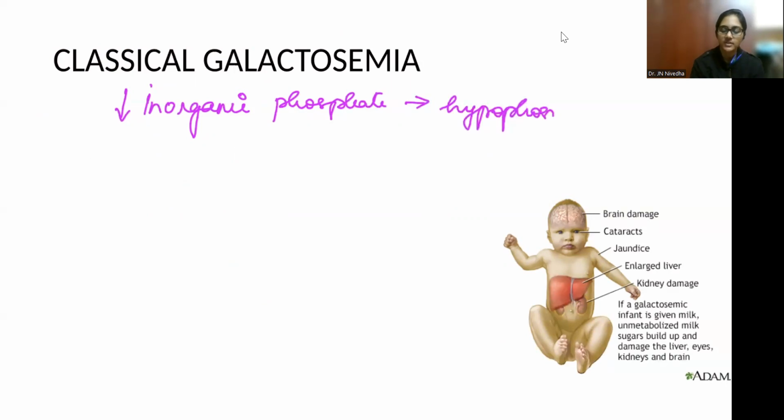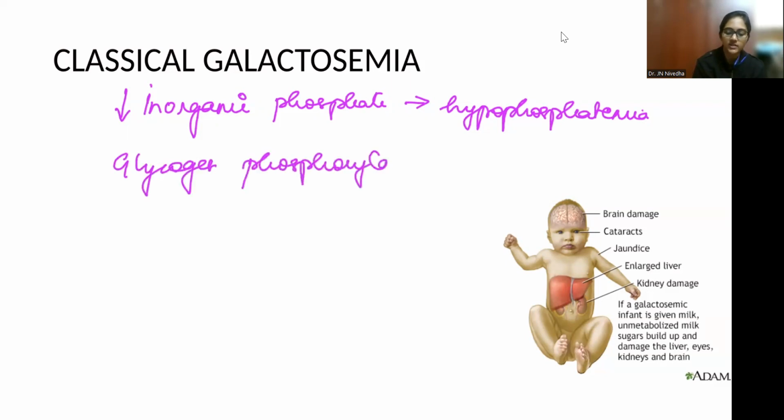Hypophosphatemia. Since all our phosphate is getting trapped as galactose 1-phosphate inside the cell, there is decrease in inorganic phosphate leading on to hypophosphatemia. Now, decreased inorganic phosphate, why? For which enzyme is inorganic phosphate very essential? Glycogen phosphorylase. Glycogen phosphorylase needs inorganic phosphate to be active. But since inorganic phosphate is decreased, what will happen? Glycogen phosphorylase is not active.